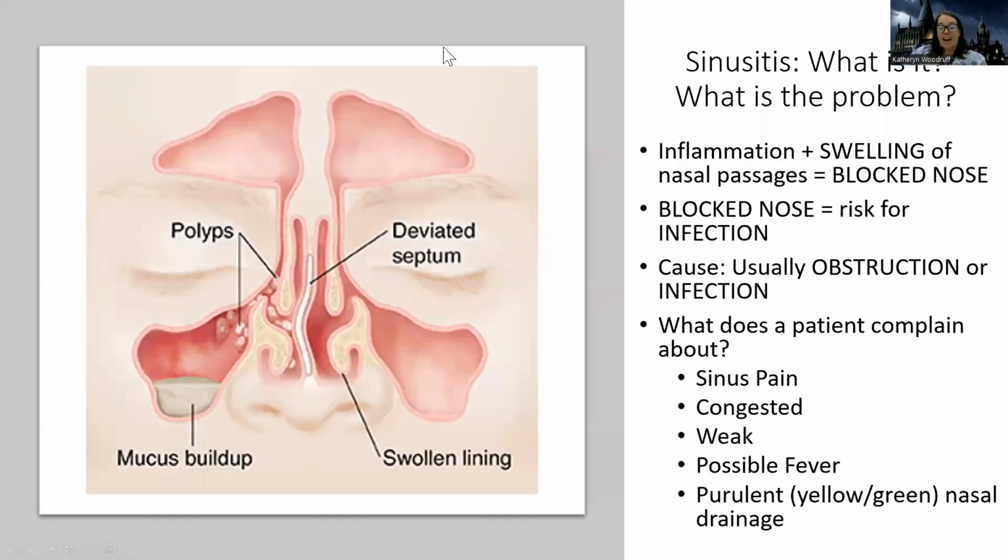So now let's talk about sinusitis. And there's acute and chronic sinusitis. Effectively, this is kind of like taking a step up from rhinitis, because a lot of times rhinitis can lead to sinusitis.